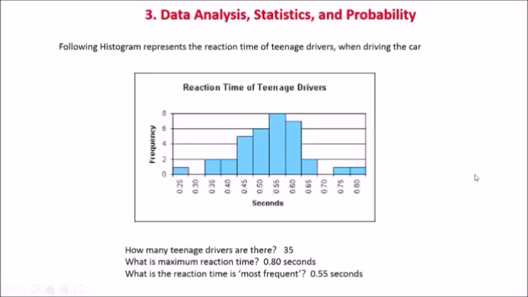Okay? So that's the way you interpret the histogram. And then since the frequency is there, you can actually count how many teenage drivers there are, and you will see that it's 35. And what is the maximum reaction time? That's 0.8 seconds. And what is the most frequent reaction time in a histogram? The most frequent time is going to be the tallest bar, because that's a frequency. The most means that it's the tallest bar. So 0.55. So the most frequent reaction time is 0.55 seconds. Okay?